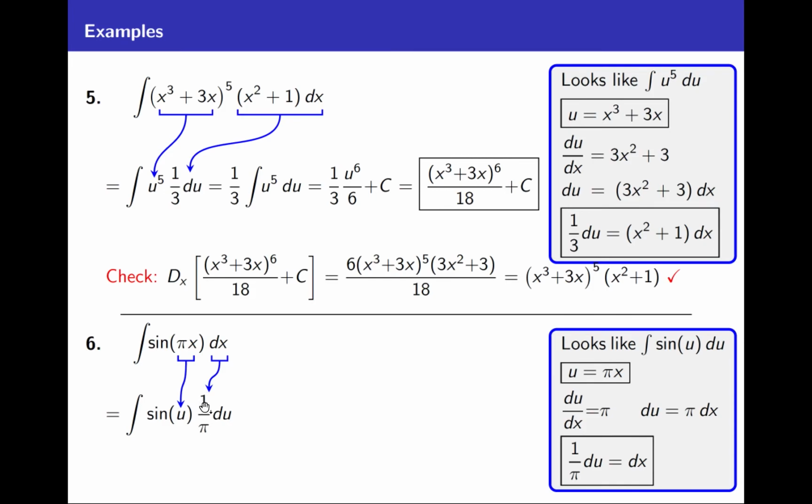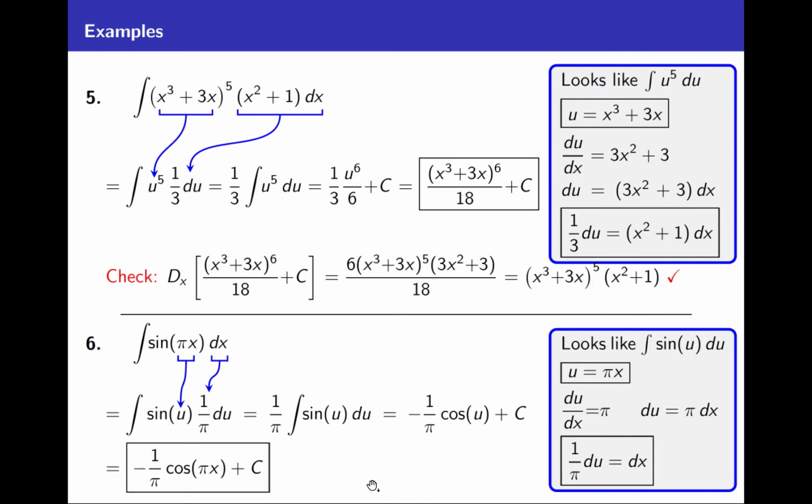And now we can take that 1 over pi, factor it out, and we get 1 over pi integral of sine of u du. And this is good because we have a familiar integration rule for the integral of sine of u du. It's minus cosine of u plus c. So this gives us minus 1 over pi cosine u plus c. And we just replace the u with what it's equal to, pi times x. And there's our answer. This integral equals negative 1 over pi cosine pi x plus c.